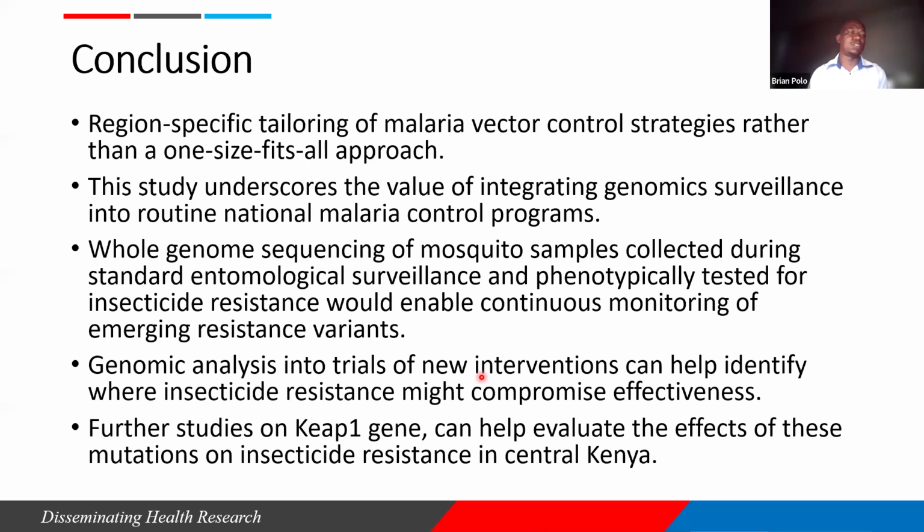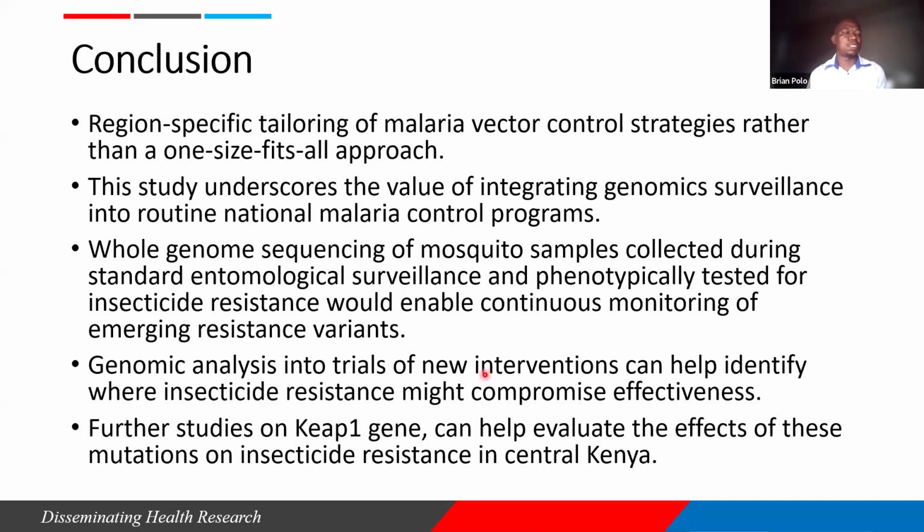incorporating genomic surveillance into our routine national malaria control programs. And then it would be important also to do whole genome sequencing on samples that are routinely collected for entomological surveillance. The study also recommends that it is necessary to do genomic analysis, especially during interventions, which will also help identify insecticide resistance that might compromise the effectiveness of the new tools that are being introduced. And it could also identify novel insecticide resistance mechanisms that are introduced by the tools.